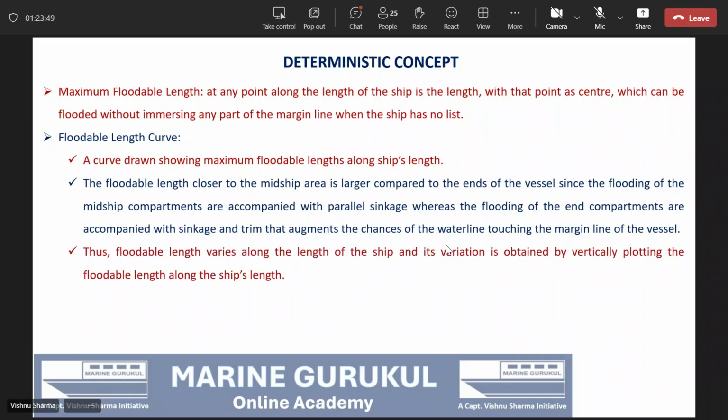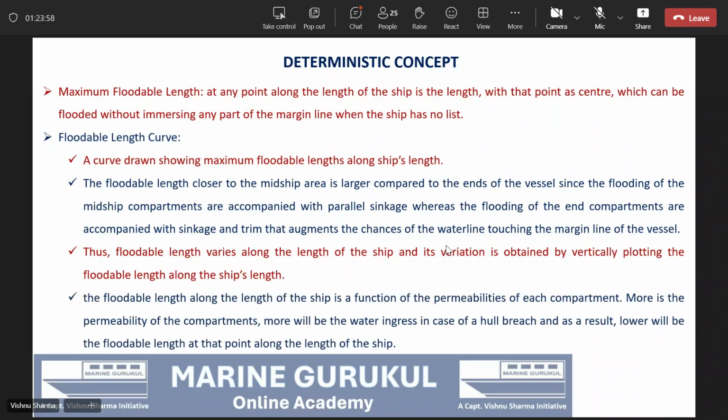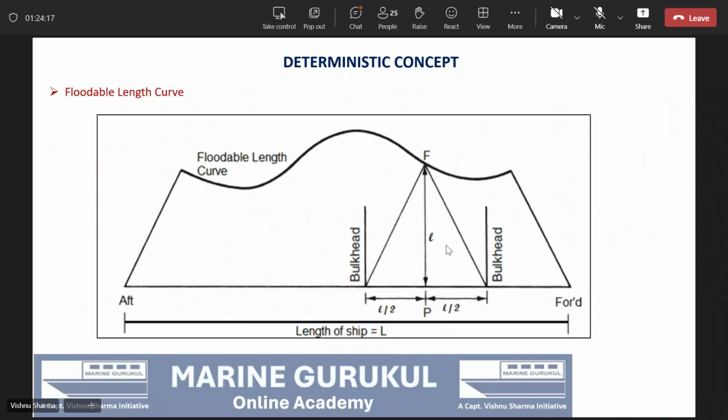Thus, floodable length varies along the length of the ship, and its variation is obtained by vertically plotting the floodable length along the ship's length. The floodable length along the length of the ship is a function of permeabilities of each compartment. The more the permeability of the compartment, the more will be the water ingress, as we already know in case of hull breach, and as a result, the lower will be the floodable length at that point.